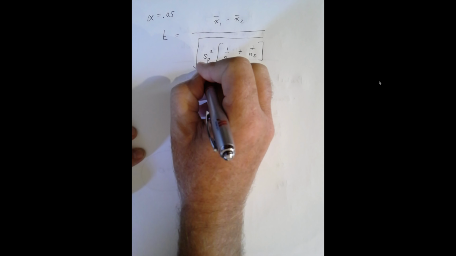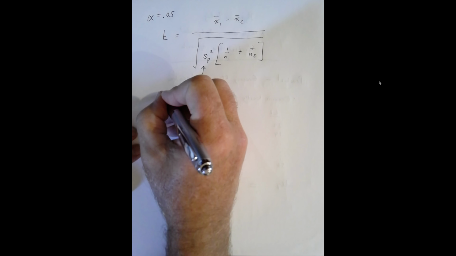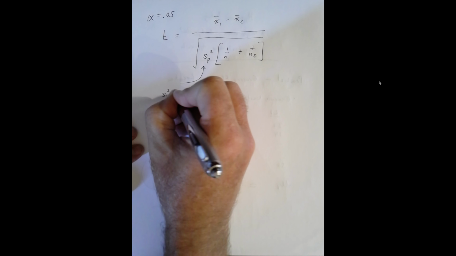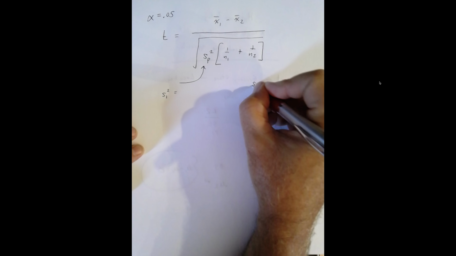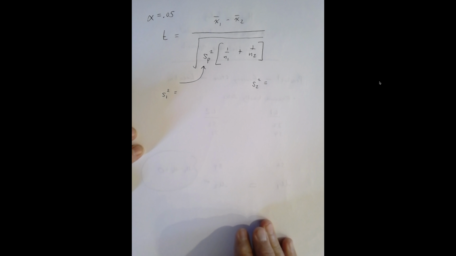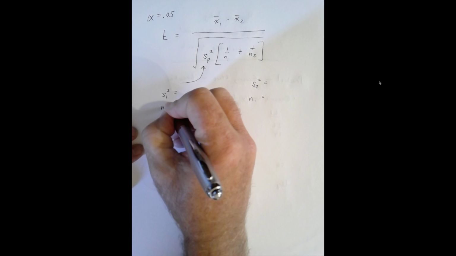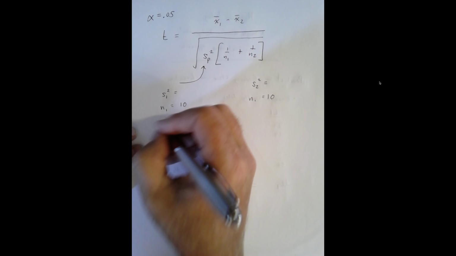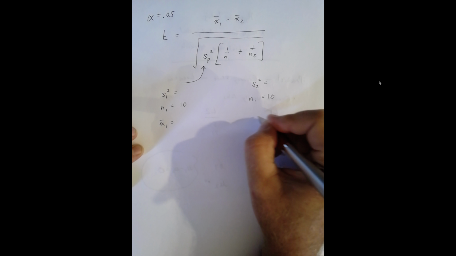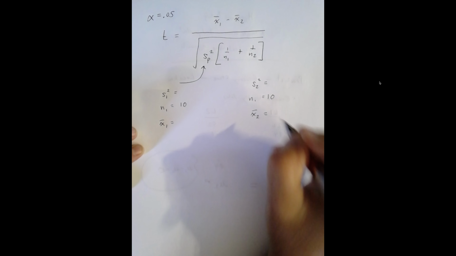And guys, remember, to get this pooled variance, what do we need? Well, we need the variance from the first sample, the variance from the second sample, the sample size. Well, the sample size is 10 in both cases. That's pretty easy. And of course, we need x bar 1 and x bar 2. Now, in terms of the pooled variance, once we get all this information, we're good to go. So let's go to StatCrunch and let's get these.